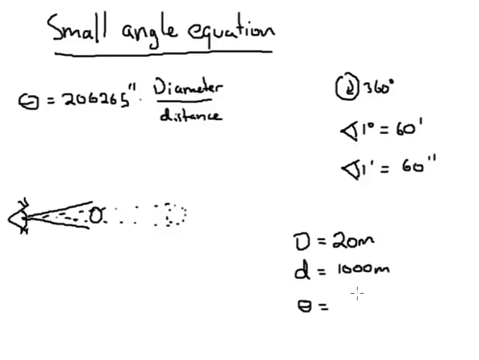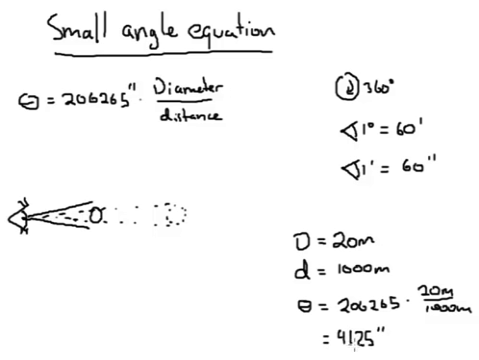Well, to do that, we're just going to plug in these values, right? So we'd have 206,265 times the diameter, 20 meters, over the distance, 1,000 meters. Right, and we just plug this into our calculator. So this is the plug and chug, right? And we'd end up here with 4,125 arc seconds. Now that doesn't necessarily have a lot of meaning, right?